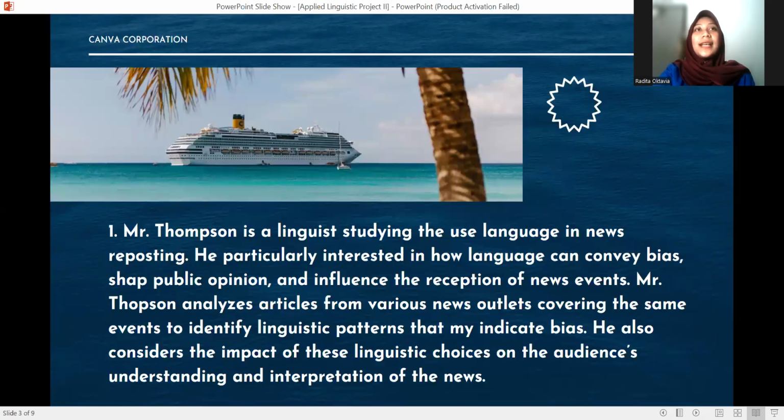For the first question, Mr. Thompson is a linguist studying the use of language in news reporting. He is particularly interested in how language can convey bias, public opinion, and influence the reception of news events. Mr. Thompson analyzed articles from various news outlets covering the same events to identify linguistic patterns that might indicate bias. He also considers the impact of these linguistic choices on the audience's understanding and interpretation of the news.